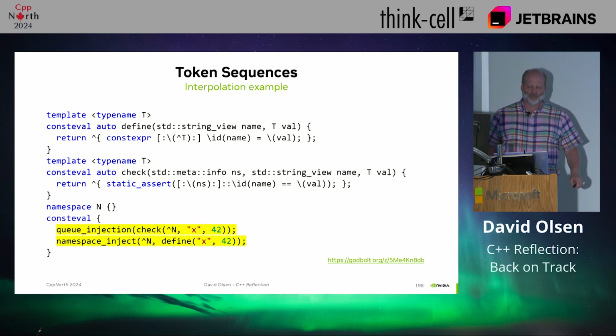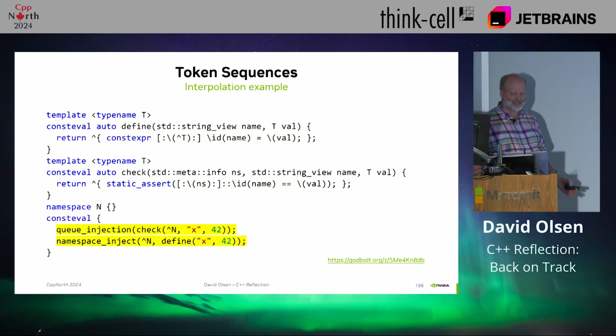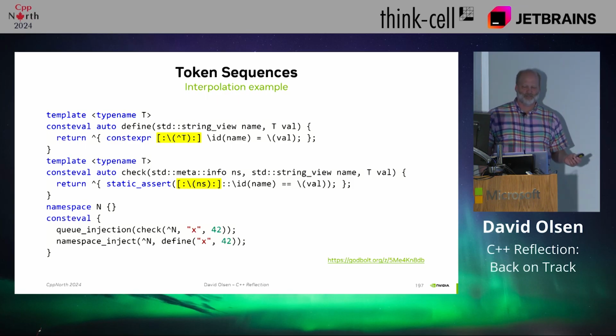We can pass the token sequences returned by these functions to namespace inject and qinjection respectively, and it produces code that defines the variable and asserts that it has the correct value. Notice how the backslash expression and the slice operator can be combined to inject a reflection into the code that comes from a token sequence.